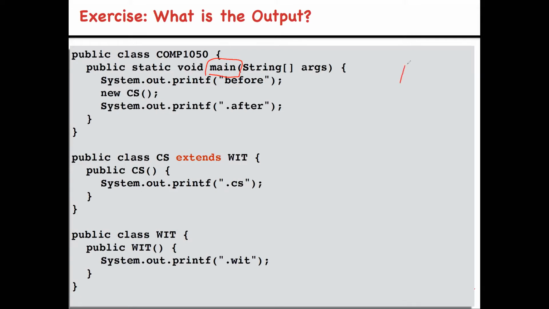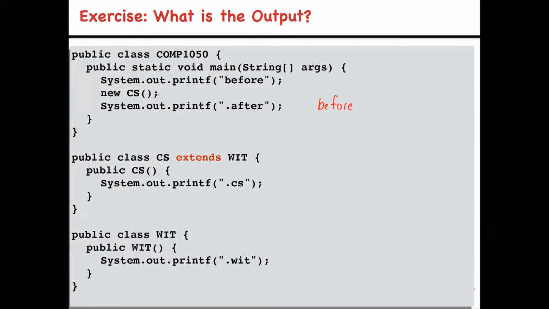So again, it's useful to draw out some of these diagrams. So we have Wit, and we have a class CS that extends Wit. So it's a very simple diagram. This class here is just used for main, so it prints some stuff out. So let's think about what the output's going to be. The first thing that happens in main is we print out before. So that's the first thing we do.